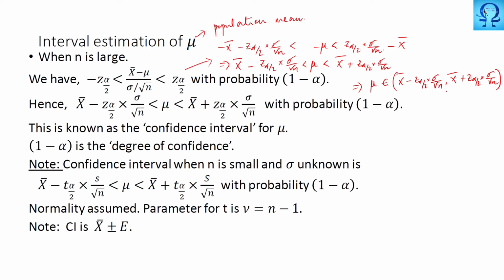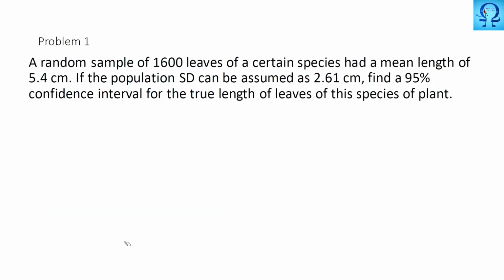This mu belongs to this interval with probability 1 minus alpha, and this interval is known as confidence interval, and this 1 minus alpha is the degree of confidence. This is for the case when n is large. What if n is small? Instead of z alpha upon 2, we will have t alpha upon 2 with parameter nu equals n minus 1. This is the change that we have to inculcate in this interval. The remaining is same. So let us directly get into the problems.